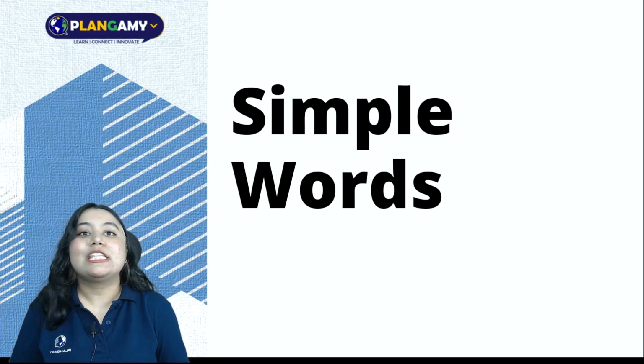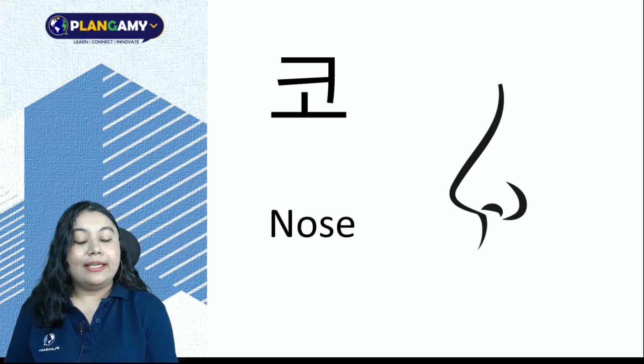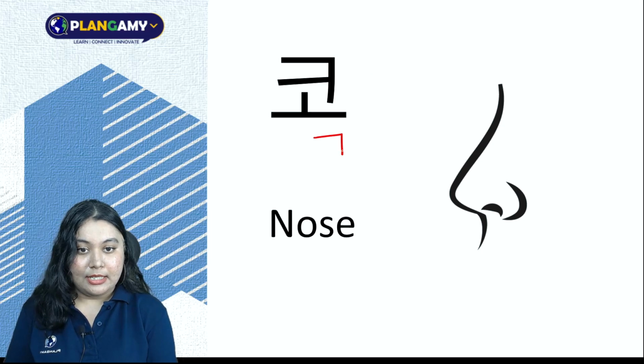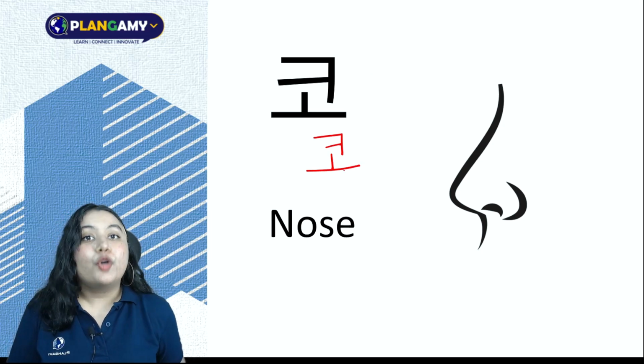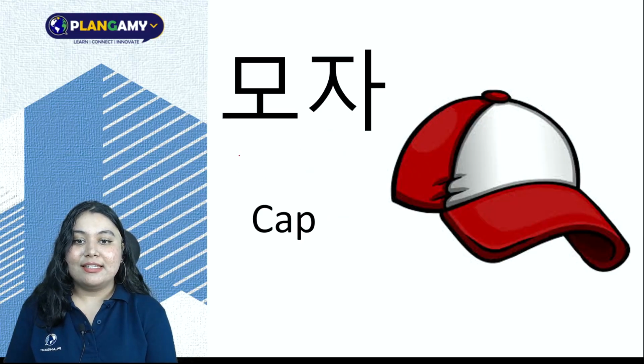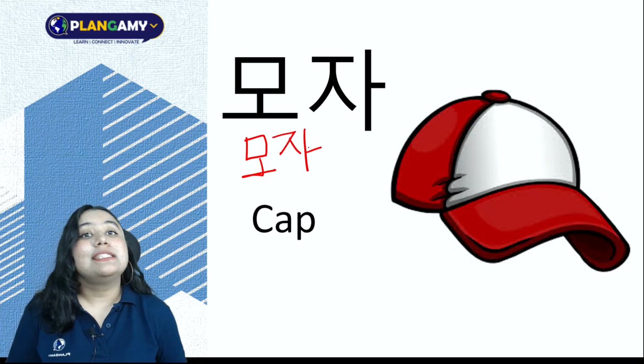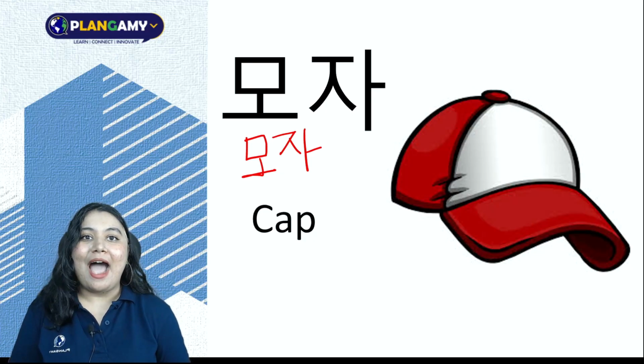Moving on, let's try and read a few simple words. I'll take the consonant k and I'll add the vowel o. Kho, kho is your nose. Next, m, o, mo, jha, a, jha, moja. Moja is a cap.